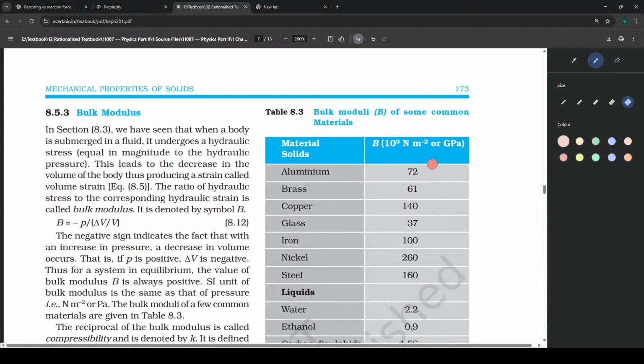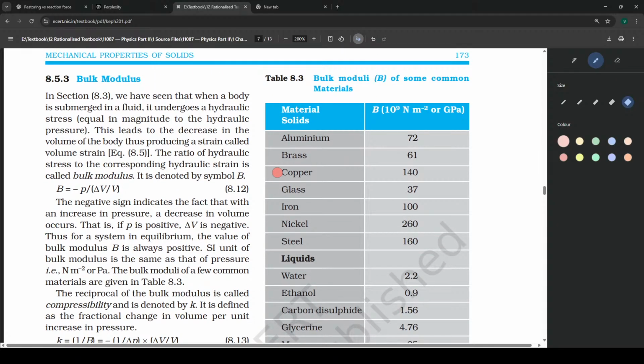Okay, now let's go to bulk modulus. This is when a body is under hydraulic stress or some pressure. In section 8.3, we have seen that when a body is submerged in a fluid, it undergoes a hydraulic stress equal in magnitude to the hydraulic pressure. This leads to a decrease in the volume of the body, thus producing a strain called volume strain.